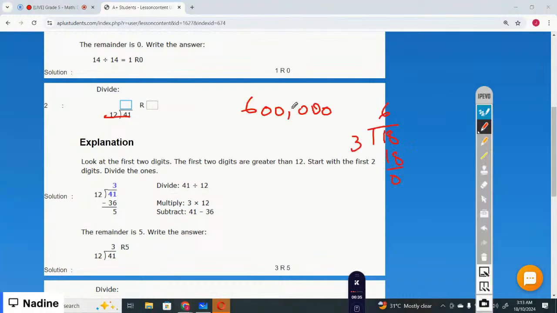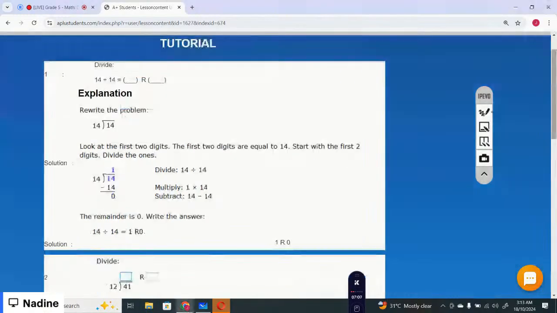Let's just look at 41 divided by 12, right? So you can go for 12 times 3, that is 36, right? So 41 take away 36 is 5. You cannot divide 5 by 12 because 5 is smaller than 12, right? So that means the answer is 3 and the remainder is 5. Start with the test questions.